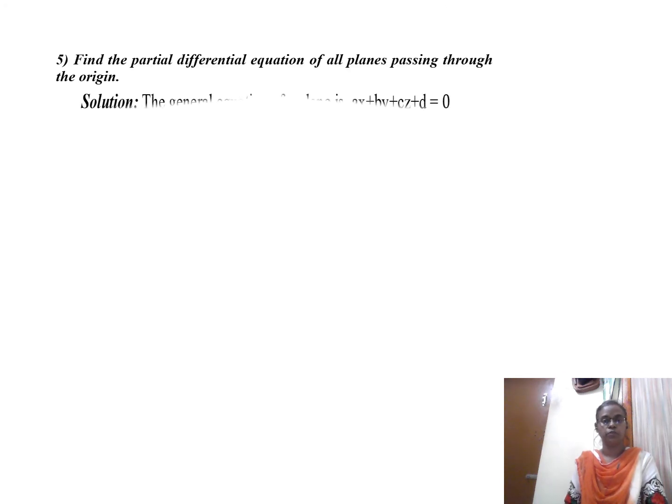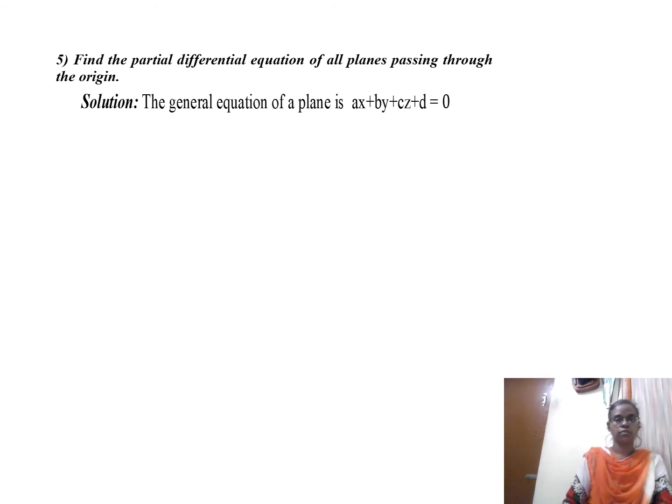Next, we will see a few problems where the equation will not be given explicitly, but instead a clue will be given for the equation for which we need to form the PDE. So look at this problem. Find the partial differential equation of all planes passing through origin. So here the equation is not given as we had seen in the previous problems, but instead a clue is given. What is the clue? Yeah, it denotes planes passing through origin.